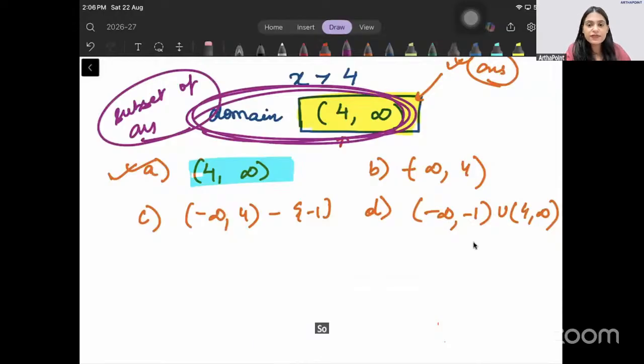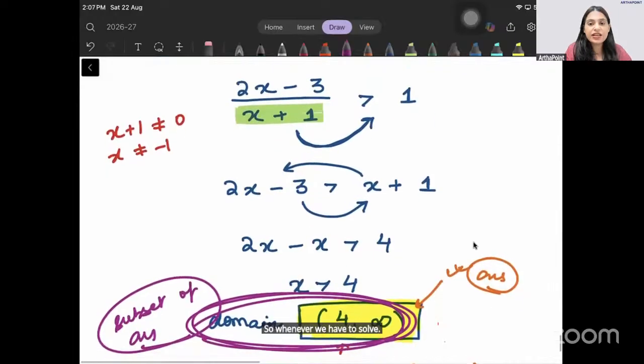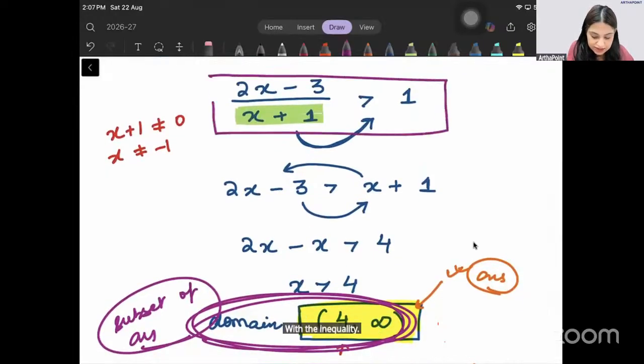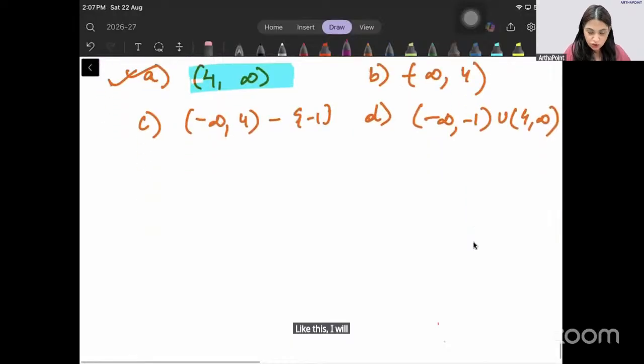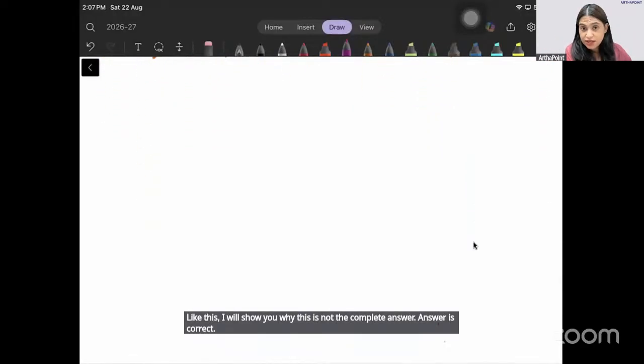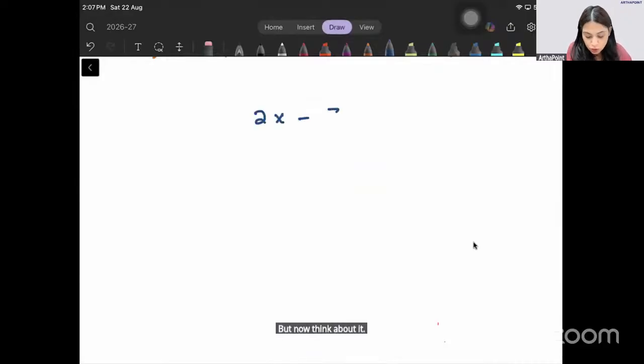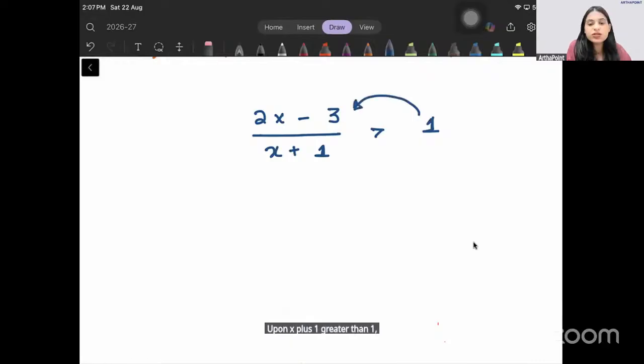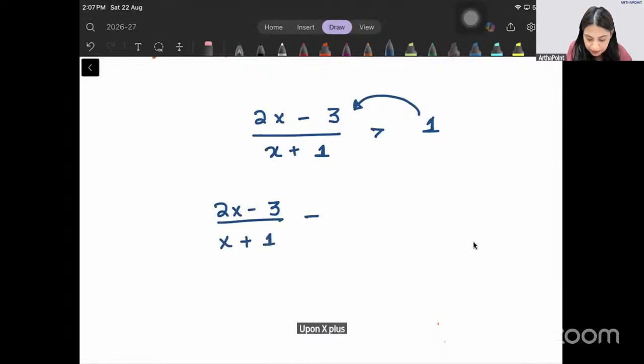Whenever we have to solve an inequality like this, I will show you why this is not the complete answer. The answer is correct. There is nothing wrong in the domain we have found so far. Nothing is wrong. But now think about it. 2x minus 3 upon x plus 1 greater than 1. Bring this to this side and get 2x minus 3 upon x plus 1 minus 1 greater than 0.